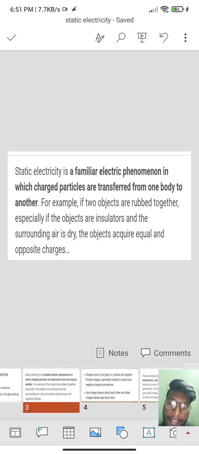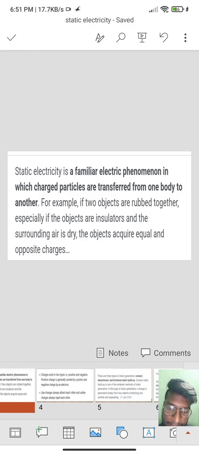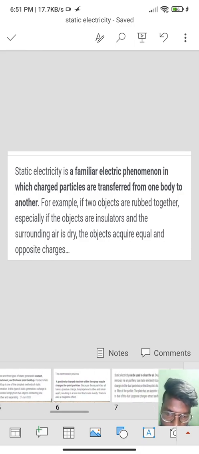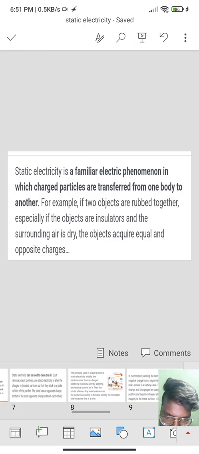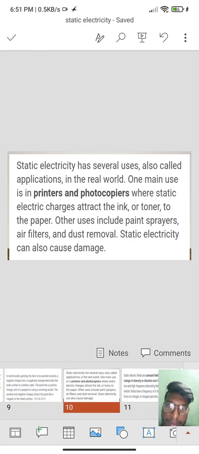The main application of static electricity in the real world is in printers and photocopiers, where the static electric charge attracts the ink or toner to the paper. Other uses include paint sprayers, air filters, and dust removal. Static can also cause damage.